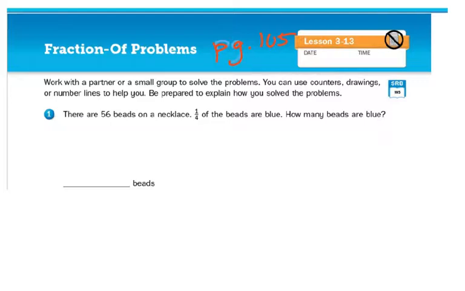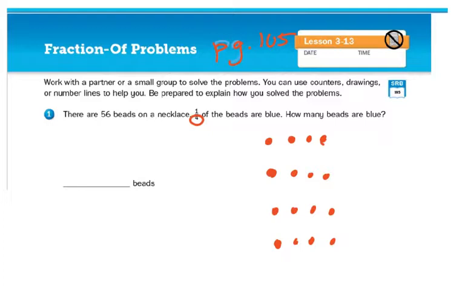So 56 beads on a necklace. 1/4 of the beads are blue. How many beads are blue? Well, I'm going to start. If I know that they have to be in 4 equal groups, I'm just going to create 4 equal lines and wait till I get to 56. Count. So 1, 2, 3, 4, 5, 6, 7, 8, 9, 10, 11, 12, 13, 14, 15, 16.